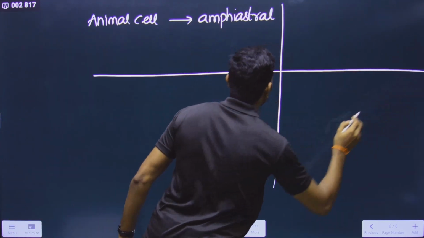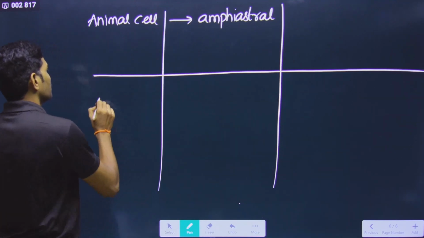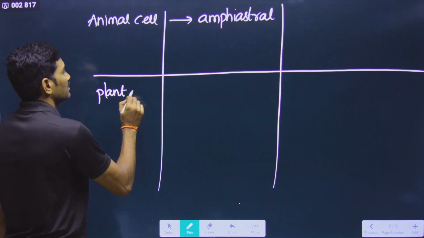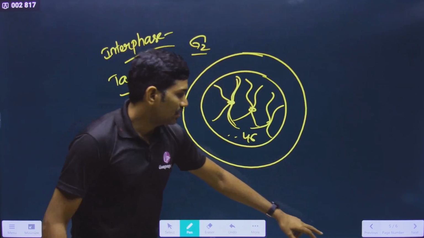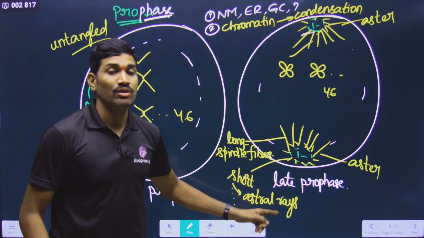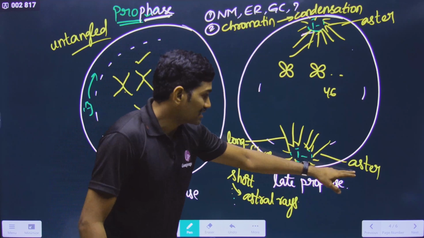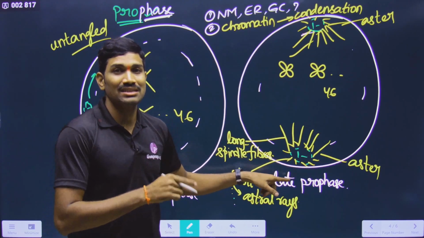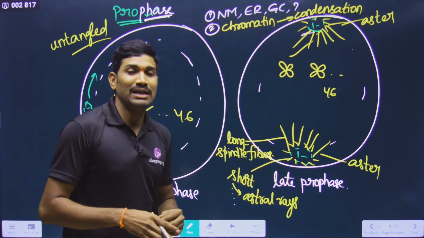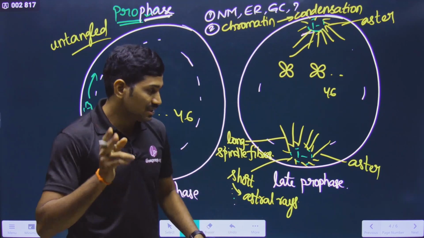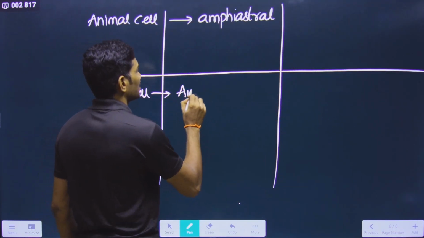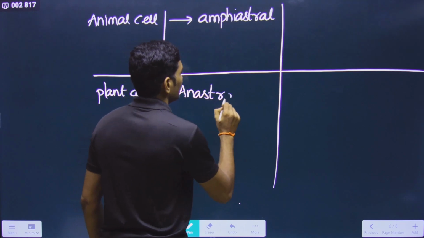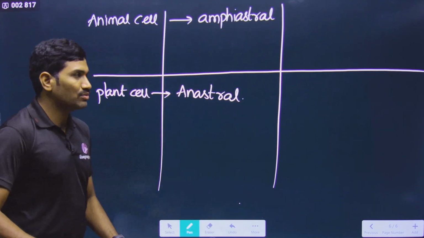Next one, plant cell. For the plant cell, let us see. Can you use the term aster for the plant cell? No, because if you use the word aster, the centrosome should be present at the center. But in the case of higher plant cells, the centrosome is not present. That's why in the case of plant cells, we say that it is anastral. Yes or no? This is the word we are using.